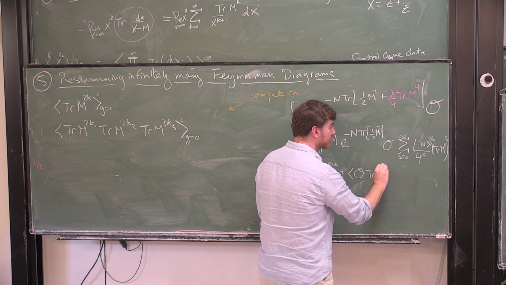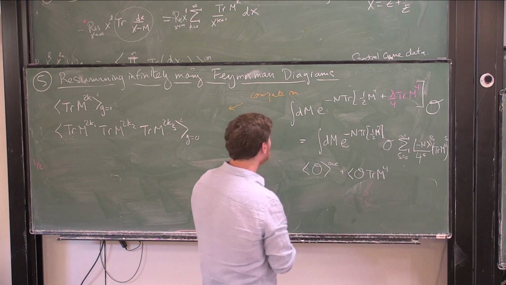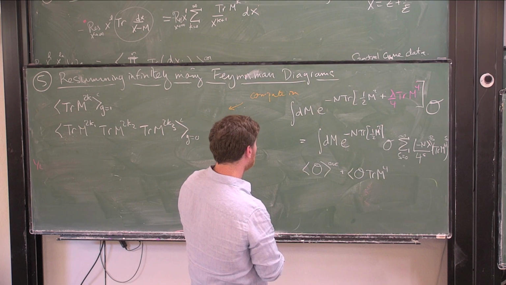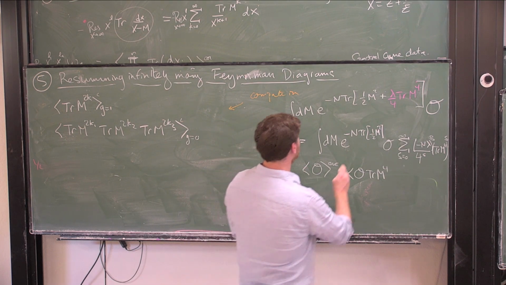There shouldn't be a trace before m to the 4 in the expression, because you're already taking the trace of the whole thing. So the purple trace should be removed. Oh, yeah, makes sense.